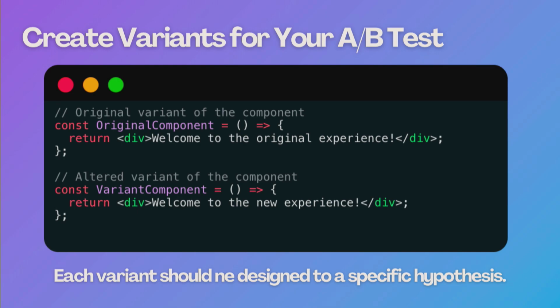The next thing is to create variants for our A/B test, and each variant should be designed for a specific hypothesis. Usually, the original variant is the one which we don't change, and the variant component is the one which we are using for the experiment. And here we have the original component, which won't be changed, and we have the variant component which will contain the experiment.